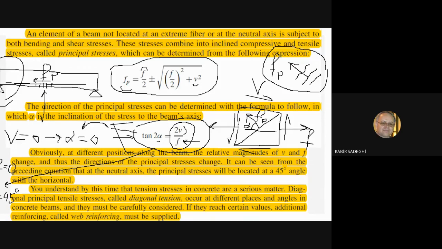What does it mean? It means that Fp is here at 45 degrees. What is Fp? Fp is the principal stress. And the cracks are perpendicular to that one here. Therefore, cracks are at 45 degrees in the other direction. And here the cracks also are like this, at 45 degrees. Because of that, we should put the steel perpendicular to the cracks. The steel bar should be perpendicular to that one.